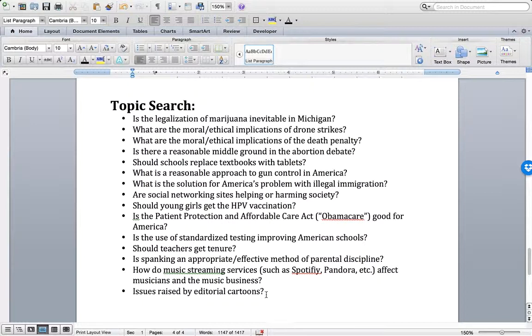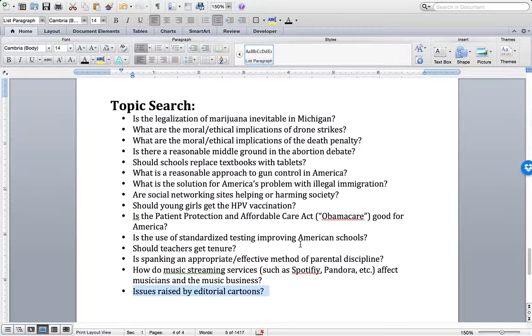You should also consider issues raised by your editorial cartoons. Maybe you saw some things as you were searching through the cartoons for your rhetorical analysis that might end up being a good topic for this paper as well.